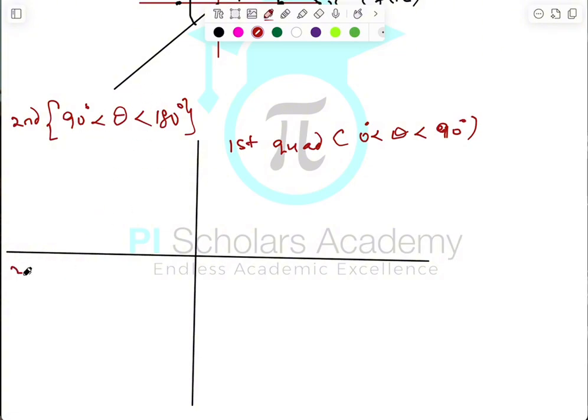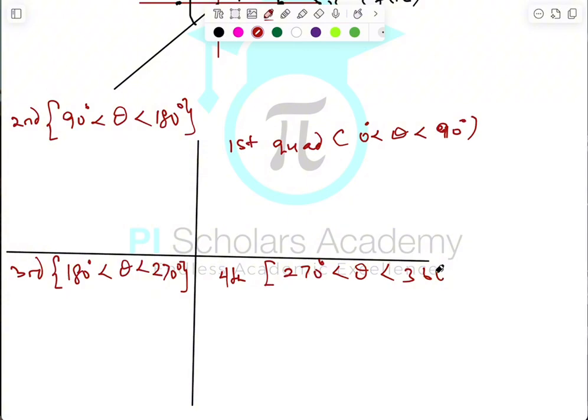Now we have the third quadrant. The third quadrant is from 180 degrees to 270 degrees. And we have the fourth quadrant, which is from 270 degrees to 360 degrees. So this is the first thing we know about each of these quadrants. We know the nature of the angles that are there. We know their range of values.